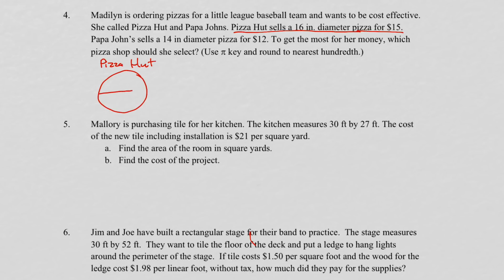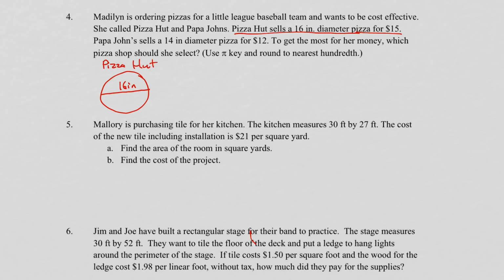Pizza Hut sells 16-inch for $15. And we have Papa John's for $12. So theirs is 14 inches. So obviously Papa John's is cheaper, but you're getting less pizza.